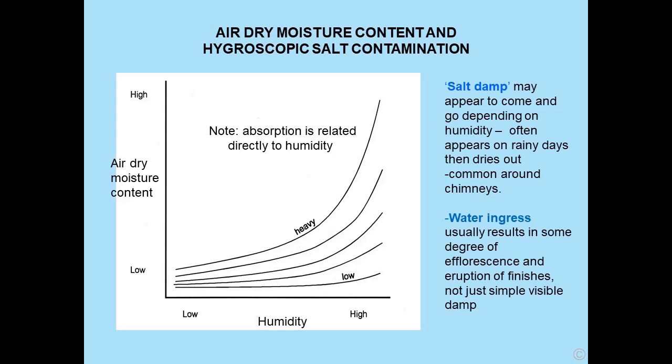Where we get dampness caused by hygroscopicity, we refer to it commonly as salt damp. And this appears to come and go depending on humidity. Often appears on rainy days, then dries out. Also common around chimneys. Salt damp can come and go pretty rapidly, often within a few minutes from being visibly dry to visibly damp. If we look at water ingress, however, this usually results in some degree of efflorescence and eruption of finishes, not just simple visible damp.